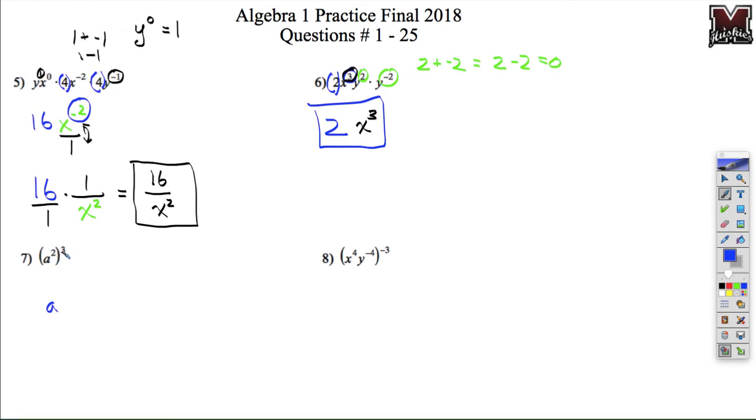It's just times. 2 times 3 is 6. A to the power of 6. That 6 can be drawn a little bit better. There it is. A to the power of 6. Done. It's that easy.